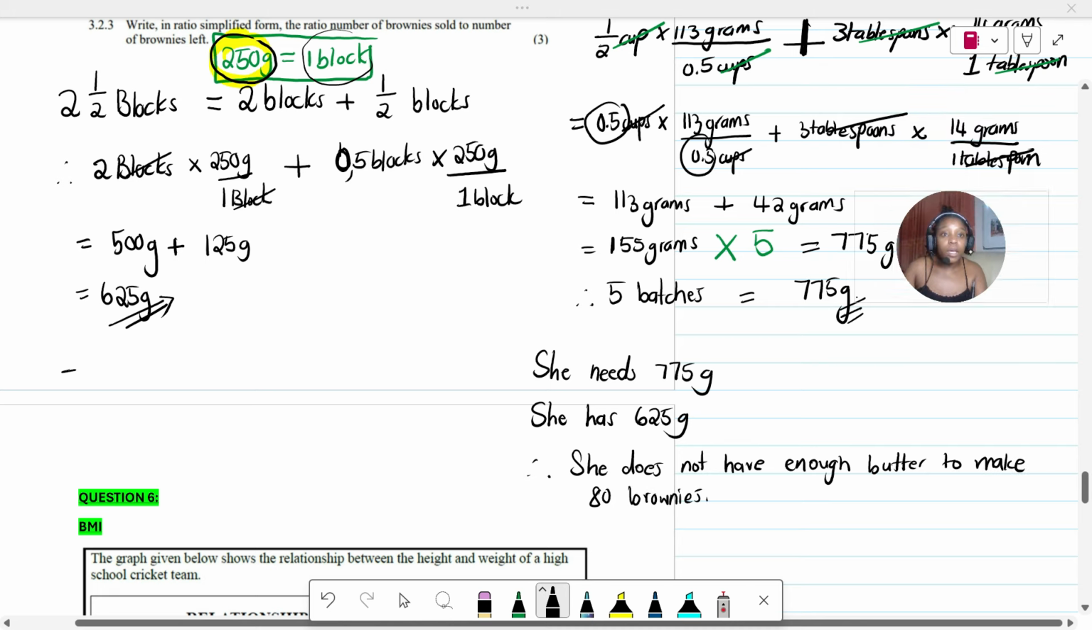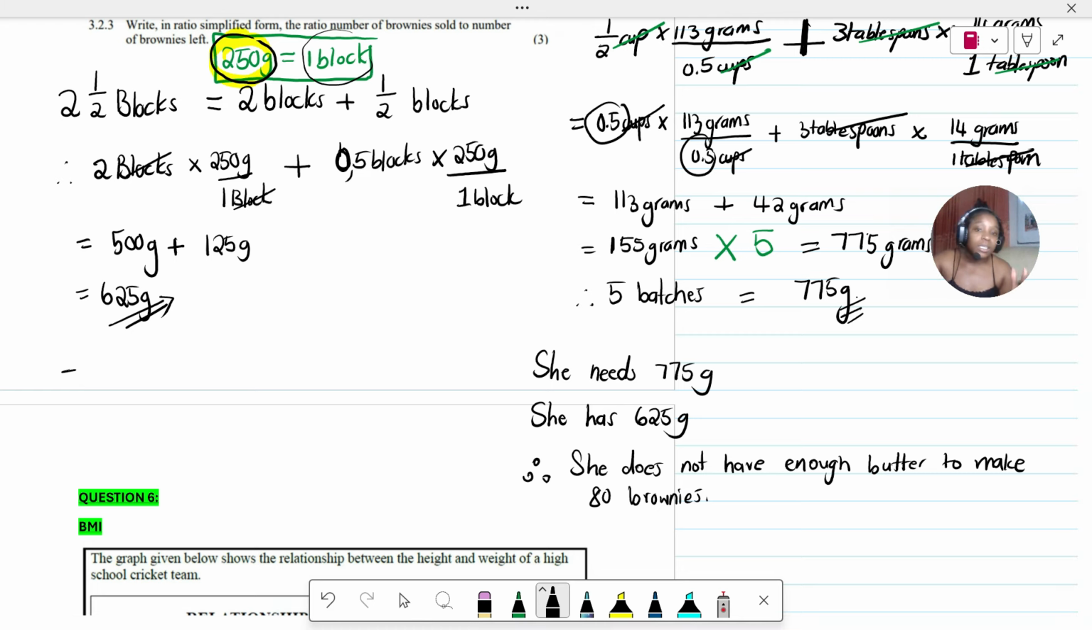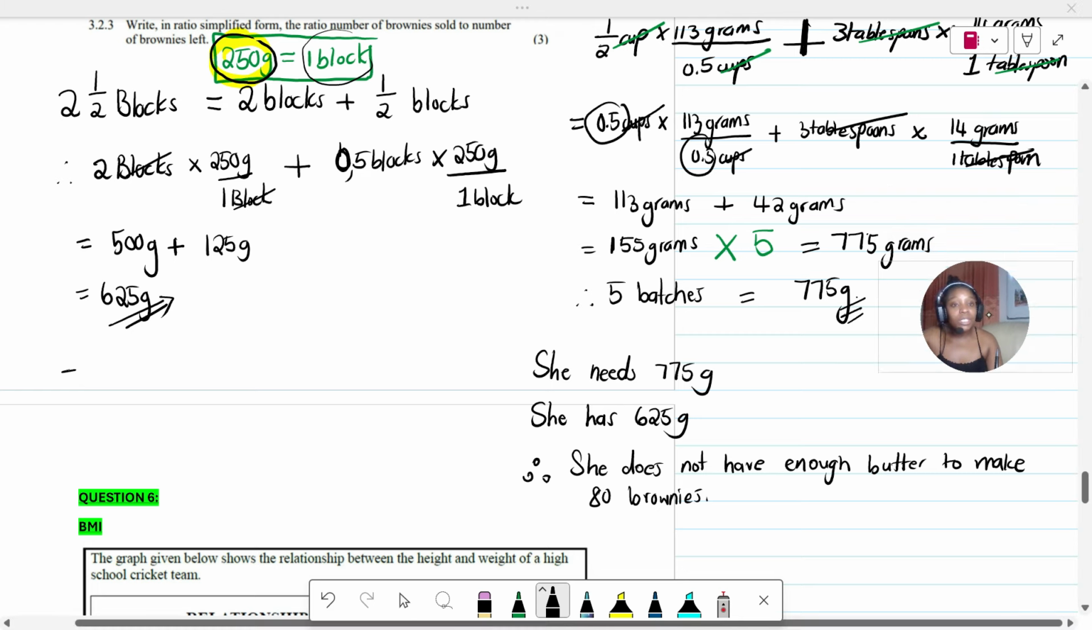So that's the final answer. That's what we can conclude from this question, that she does not have enough butter because she needs 775 grams. She has 625. Therefore, she does not have enough butter to make her brownies.